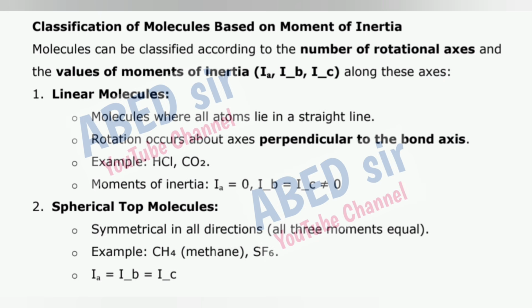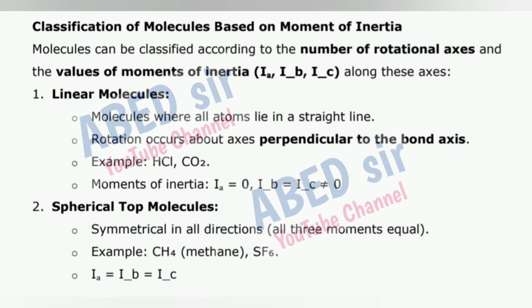along these axes. 1. Linear molecules. Molecules where all atoms lie in a straight line. Rotation occurs about an axis perpendicular to the bond axis. Example: HCl, CO. Moments of inertia: I_A = 0, I_B = I_C ≠ 0.